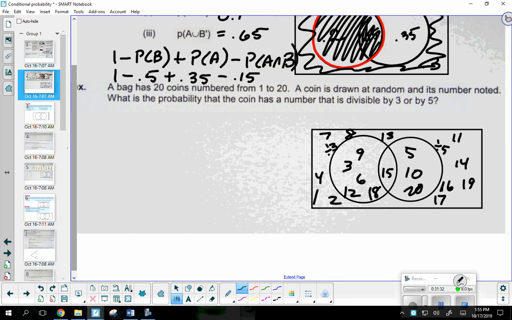That's awesome. All right, so is everybody good with how I set this up? So what is the probability that the coin has a number that is divisible by 3 or by 5? Well, look at the way that I organized it. 3 or by 5 can include 1 or both, right? So how many elements do I have total here that is divisible by 3 or 5? 9. Okay, so 9 out of 20, and that's not going to reduce, so the probability of finding a value divisible by 3 or by 5 is 9/20.